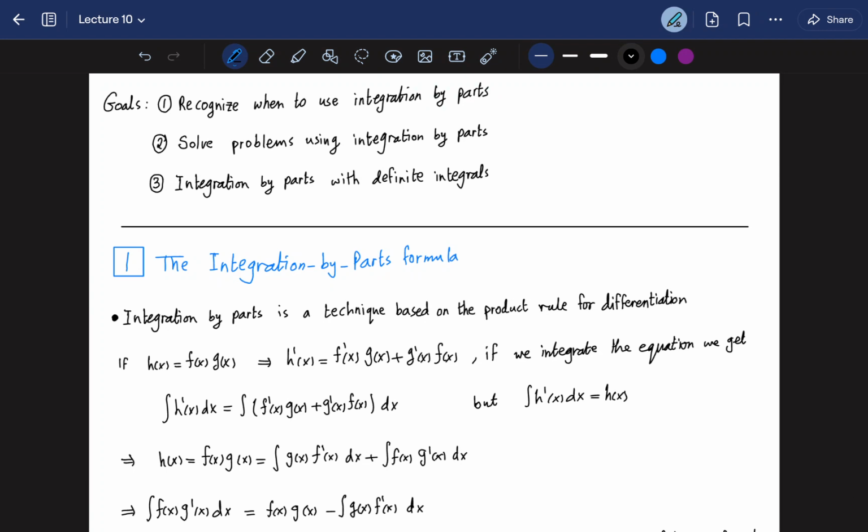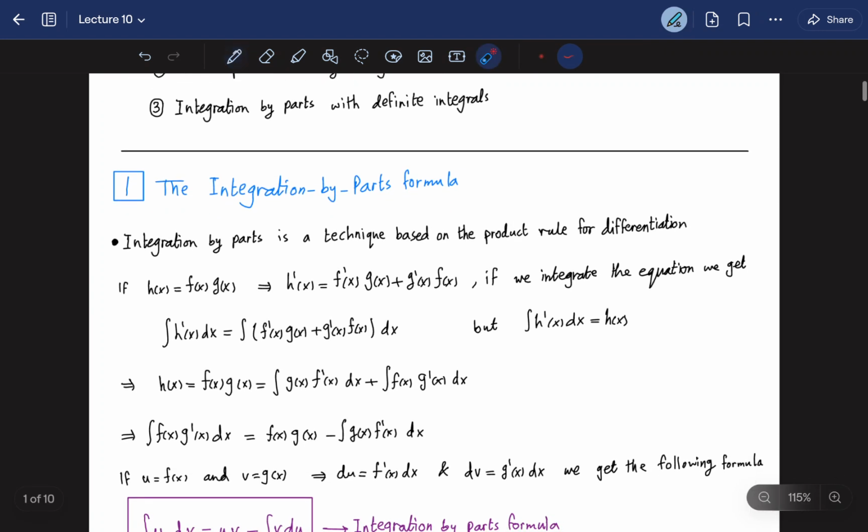Okay, so what's the difference between any method and integration by parts? Integration by parts is usually a technique we use when we have something like a product rule for differentiation. So if you have a part of the product rule inside of your integral, integration by parts is a method that's going to help us integrate what we have. So let's see how we derive the formula for integration by parts.